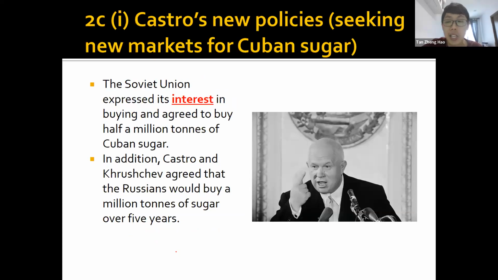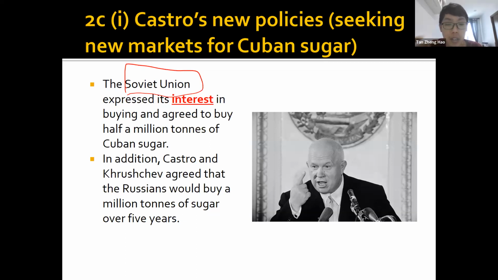And to make things worse, it created a lot of tension. One of the countries that was very interested in buying things from Cuba was none other than the Soviet Union, the US enemy. So when Khrushchev, the leader of the Soviet Union, expressed interest, saying, I want to buy your sugar, to America, this is a slap in the face. First you don't want to sell to America, now you want to sell it to our enemy.